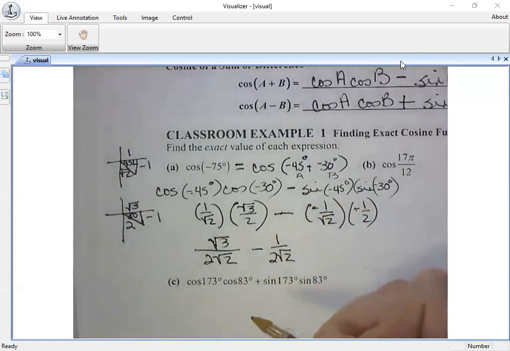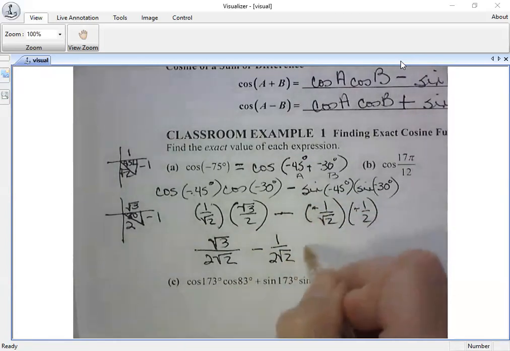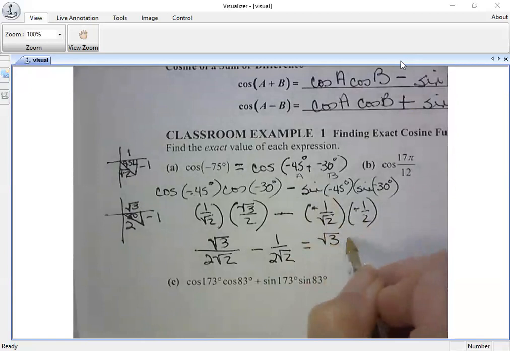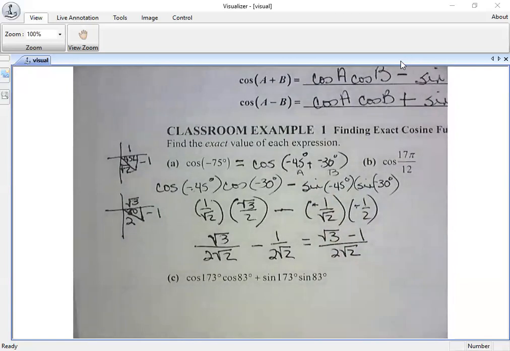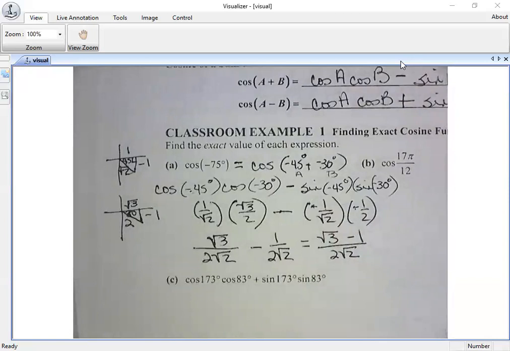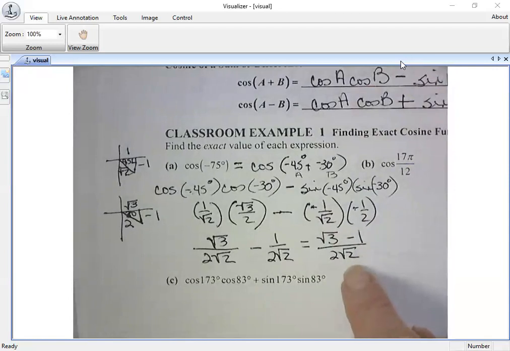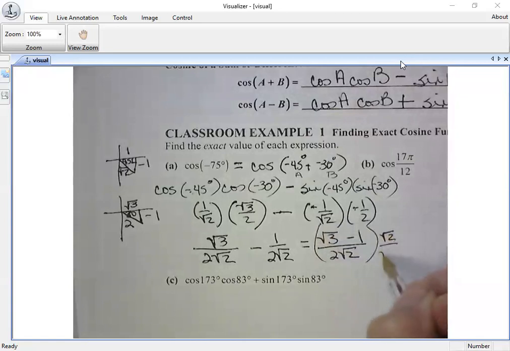Good. And did we get a common denominator? Which is nice. That means now we can write the numerator as square root of 3 minus 1 over 2 square root of 2. Now, is that simplified? No, because what's in the denominator we don't want? All right, so what do I need to multiply by to get rid of the square root of 2 in the denominator? So I'm going to multiply top and bottom by the square root of 2.